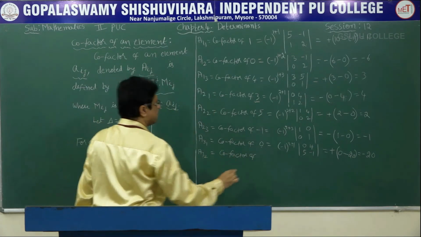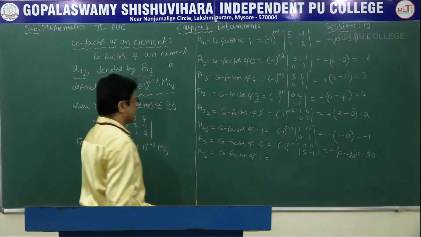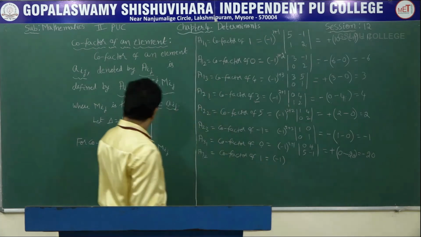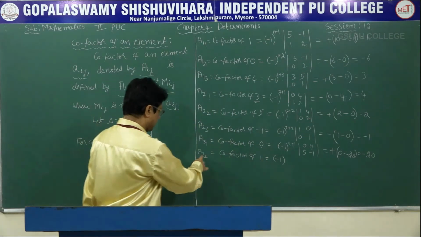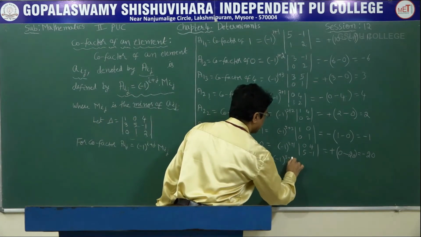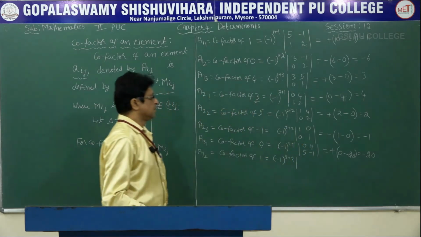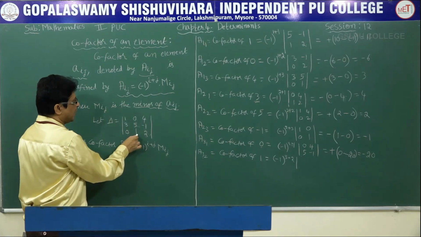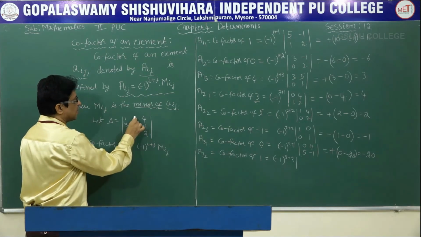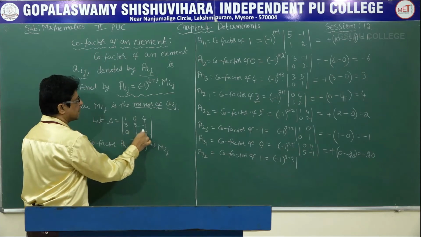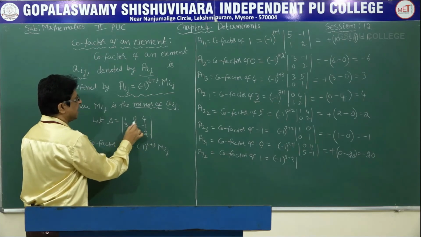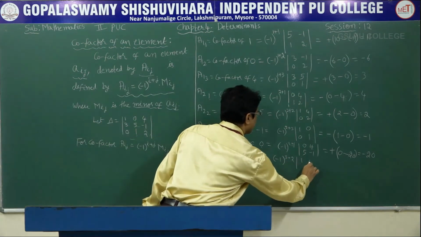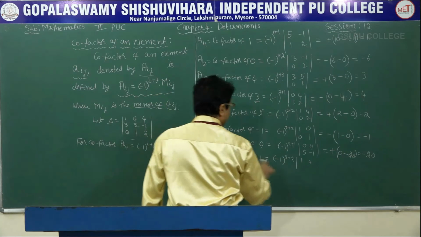So cofactor of 1 will be equal to minus 1 to the power of 3 plus 2 into determinant of, so here 1 lies in the third row, second column. I eliminate the third row and second column and I take the determinant of the remaining elements, that is determinant of 1, 4, 3, minus 1.